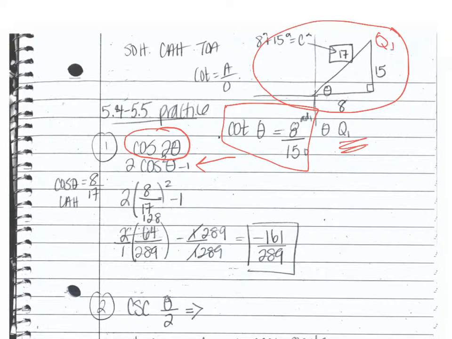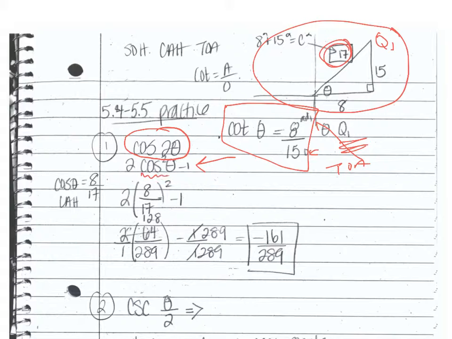So this is quadrant 1. If tan, TOA, is opposite over adjacent, then cotan is adjacent over opposite. So we set up the triangle. You can do Pythagorean theorem to find the last side. Then from there, you just plug in.